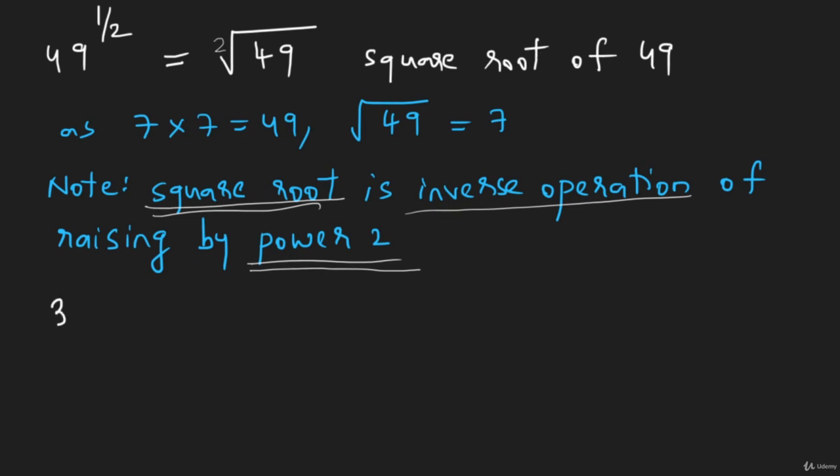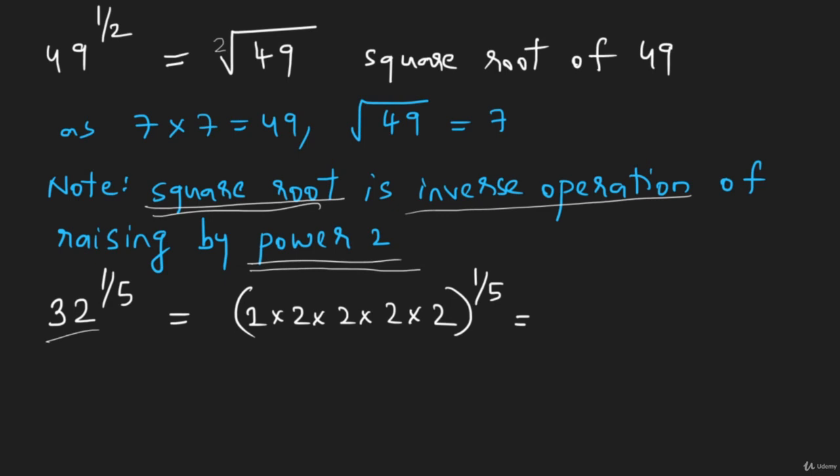Now, if you have 32 to the power 1 by 5, what do you mean by that? So I can write 32 as 2 into 2 into 2 into 2 into 2. That's 5 2's, and you raise it to the power 1 by 5. So raising it to the power 1 by 5 means if you have 5 similar factors, that is from a group of 5 you take 1. So this simplifies to 2. This can also be written as taking the fifth root of 32. So this expression and this expression mean one and the same thing.